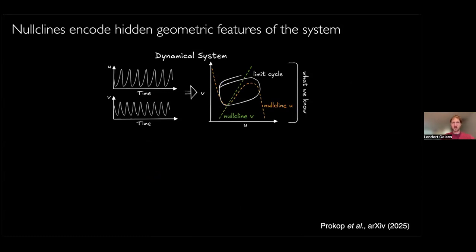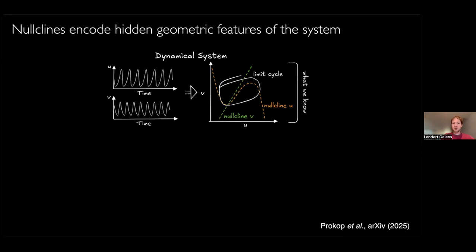So our approach starts from a different question. Instead of asking what equations reproduce the time series, we ask what are the geometric structures in phase space that are consistent with this data? Here's a two variable oscillator, and the key geometric objects are these null lines here in green and orange. They're curves in phase space where each variable's rate of change is exactly zero. And where these null lines cross, you've got a fixed point.